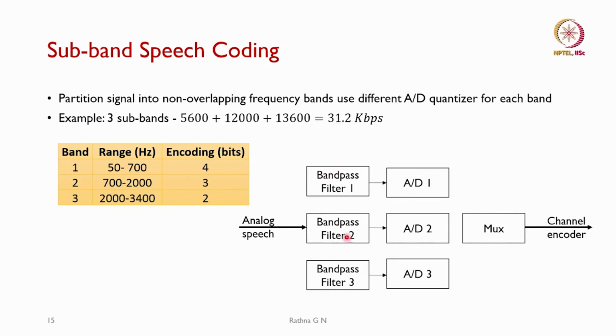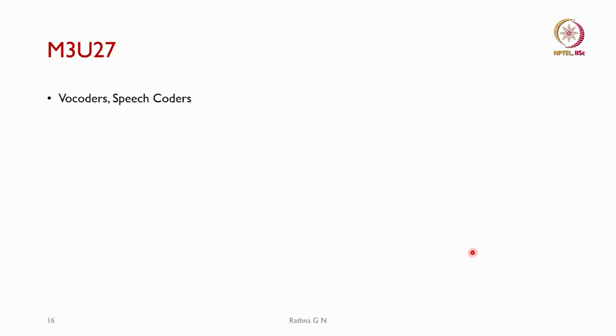So, how does this look? As the name itself says, we have 3 bands. We use a band pass filter in the first stage to pass only 50 to 700 hertz, the second is a band pass filter in the range 700 to 2000 hertz, and the third is 2000 to 3400 hertz. We need A to D converters in all 3 bands, then later mix them and send them through the channel encoder. This is how subband speech coding happens, and in the decoder you reconstruct. We will see a little more on vocoders and speech coders in the next class. Thank you.